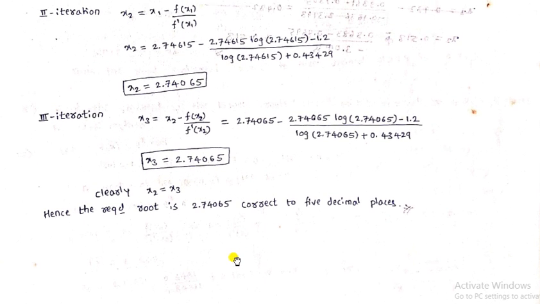So now you have to just observe. Second iteration, x2 value is 2.74065, x3 value is also 2.74065. So x2 and x3 values are same. So therefore we will denote this as x2 is equal to x3, which gives the approximate root here. So approximate root of x log x to the base 10 is 2.74065.